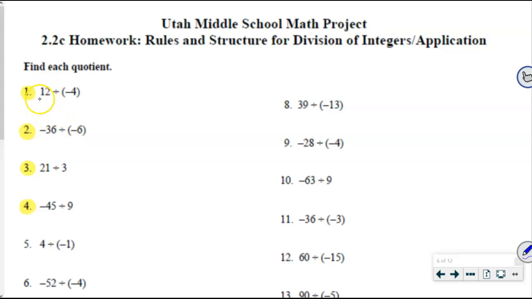Time to check your answers. 12 divided by -4 is equal to -3. -36 divided by, let me try that again. -36 divided by -6 is equal to +6. 21 divided by 3 is equal to 7. Positive divided by a positive is a positive. And -45 divided by 9 is equal to -5. How'd you guys do so far?